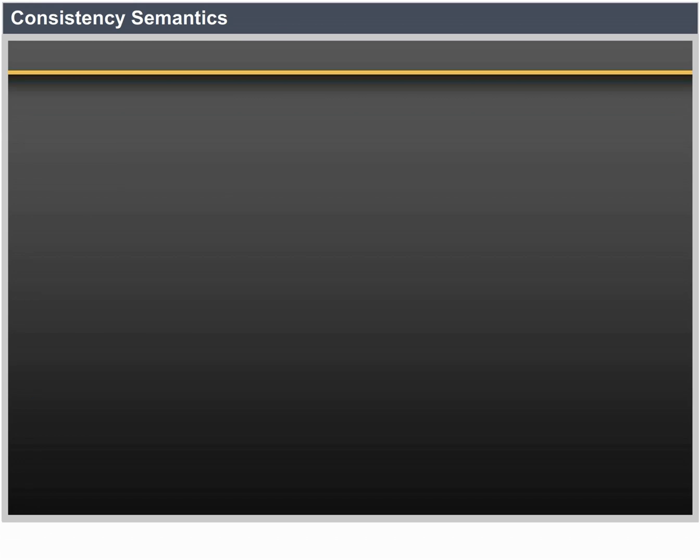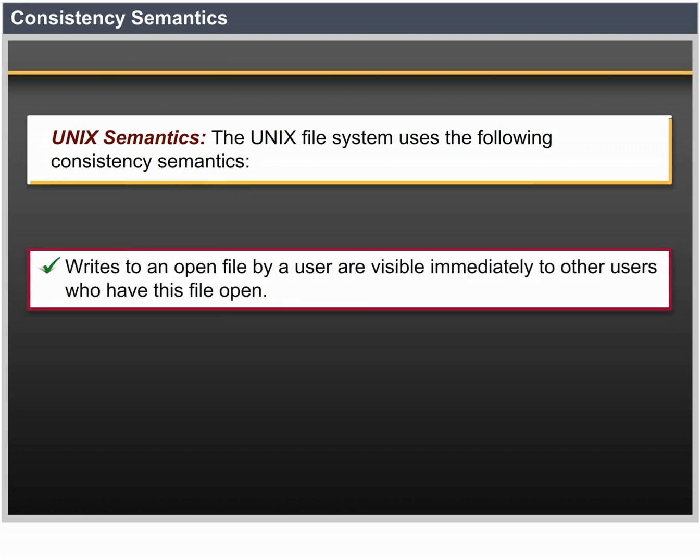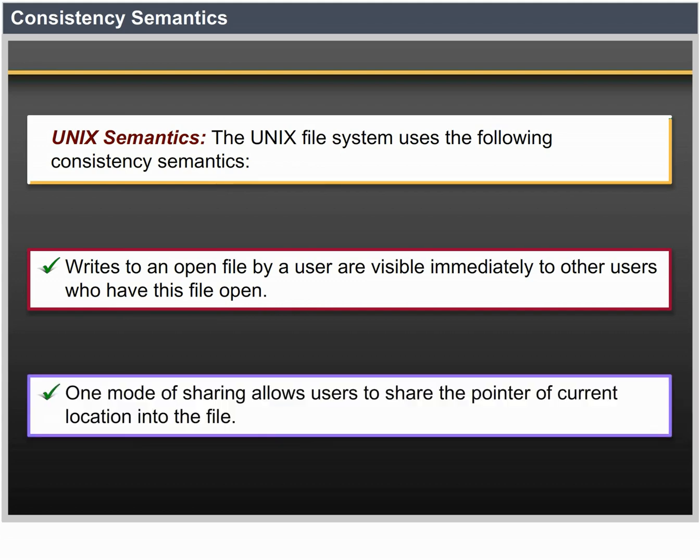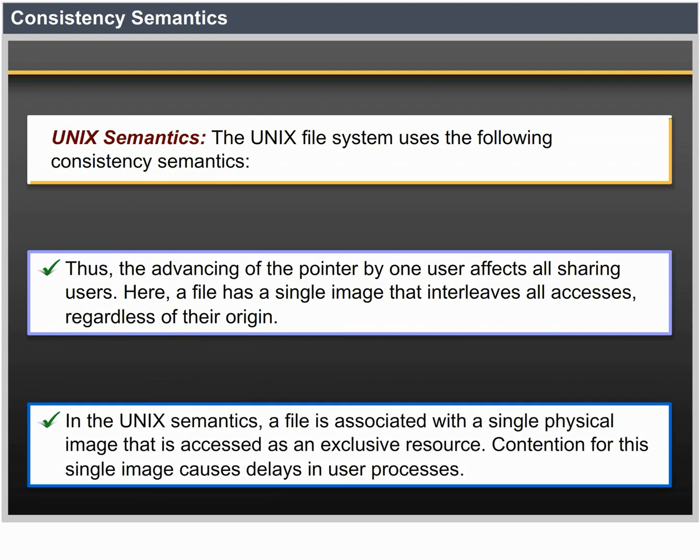Unix semantics. The Unix file system uses the following consistency semantics. Writes to an open file by a user are visible immediately to other users who have this open file. One mode of sharing allows users to share the pointer of current location into the file. Thus, the advancing of the pointer by one user affects all sharing users. Here, a file has a single image that interleaves all accesses regardless of their origin. In the Unix semantics, a file is associated with a single physical image that is accessed as an exclusive resource. Contention for this single image causes delays in user processes.